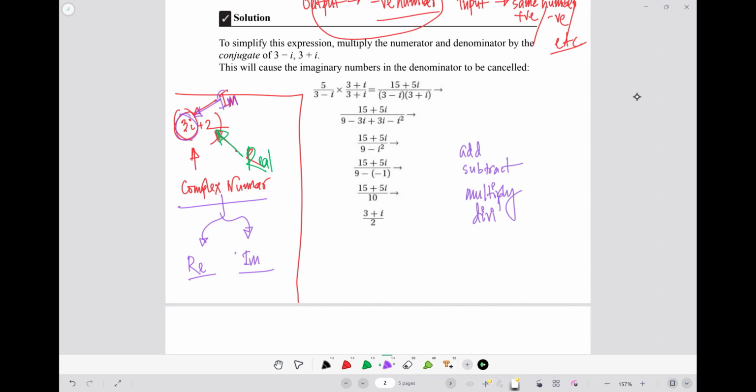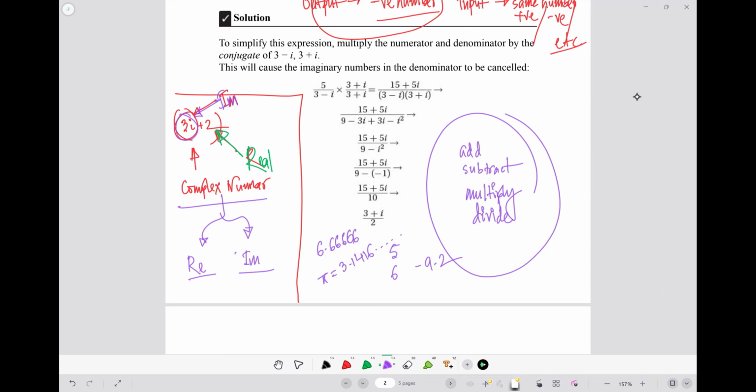We can multiply and we can divide. We can do all of these things just like we do in the real number system. For example, what is a real number? 5, 6, negative 9.2, 6.66666. This is also a real number. The value of pi, that is 3.1416 dot something something something.